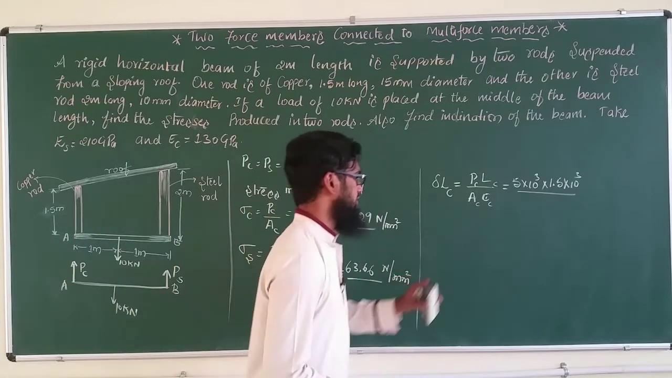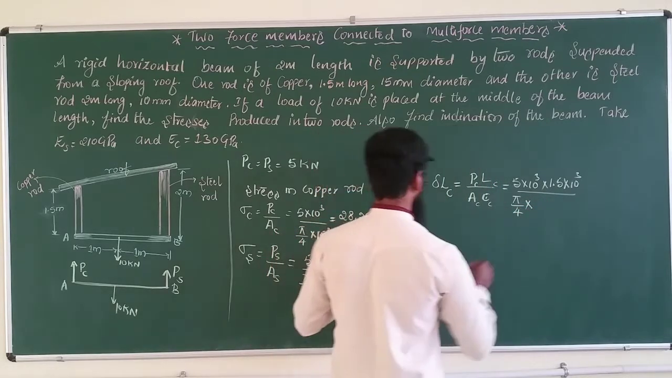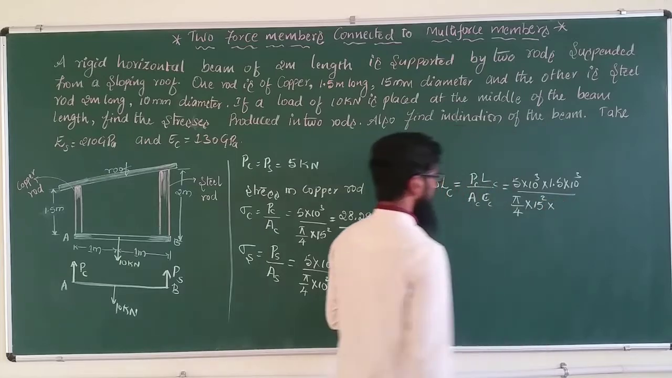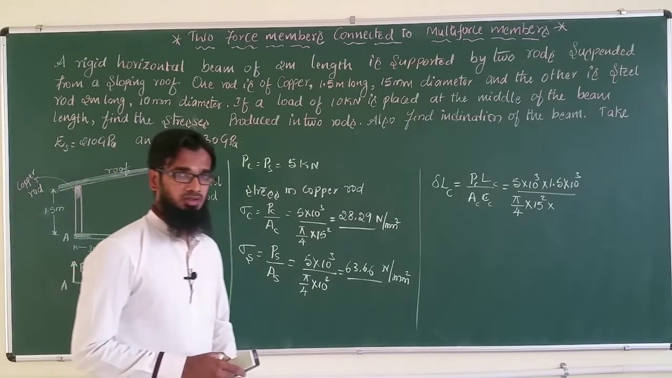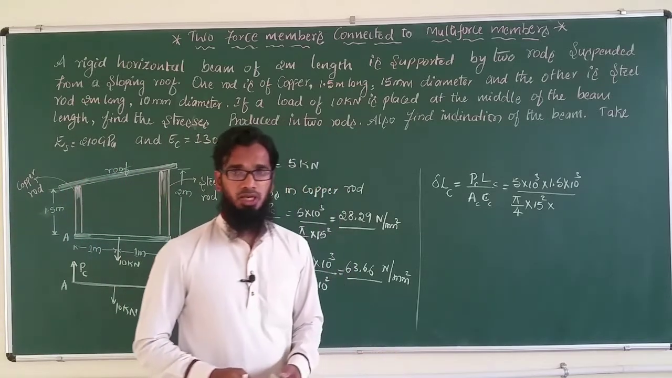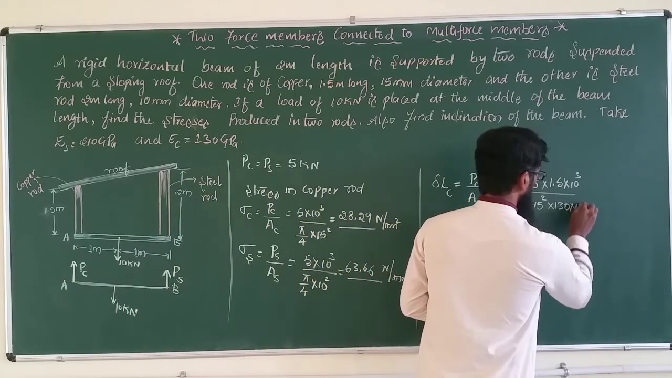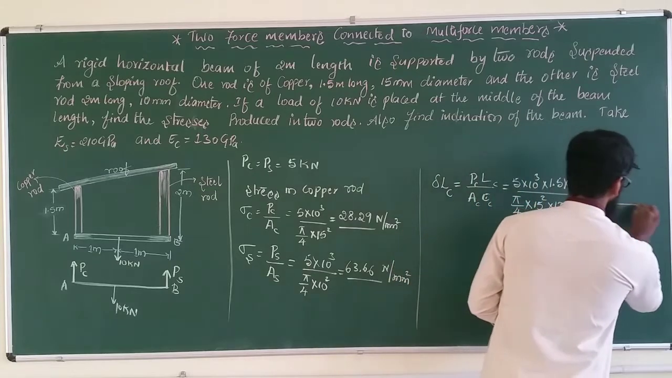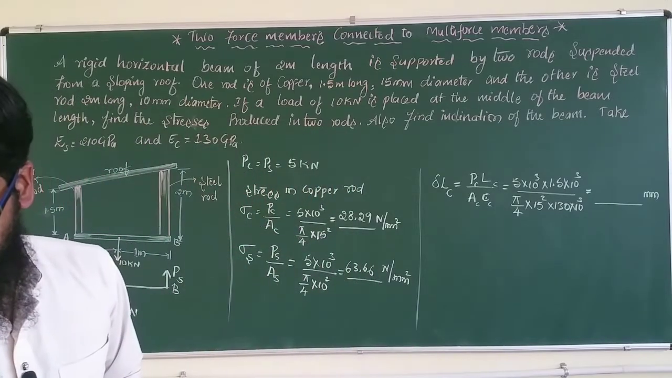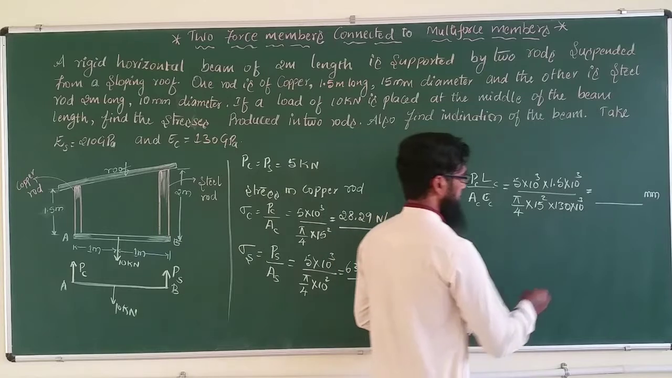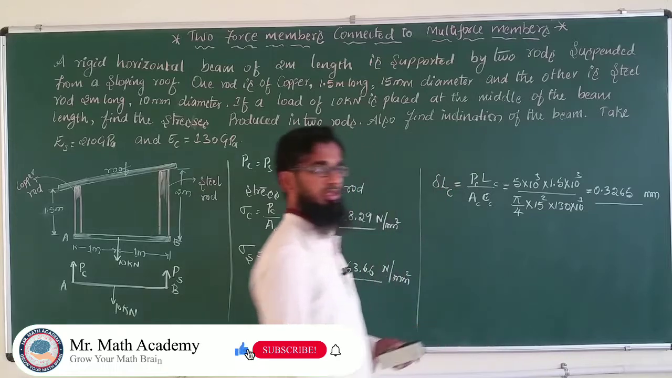The area becomes pi by 4 into 15 square, since we are taking the copper here, and the Young's modulus of the copper member. We know that Young's modulus of the copper is 130 gigapascal. I have to take it in terms of megapascal, or Newton per mm square, so I'll take 130 into 10 power 3. If I solve this, I get somewhere around 0.3265, that is the change in length in the copper member.